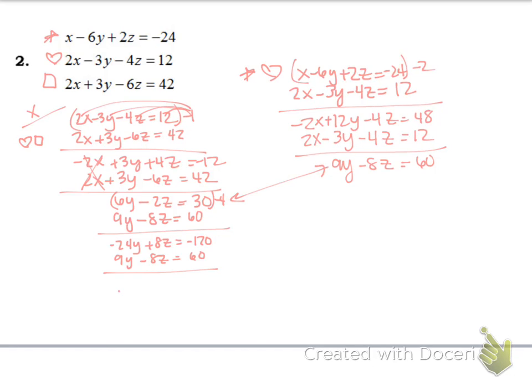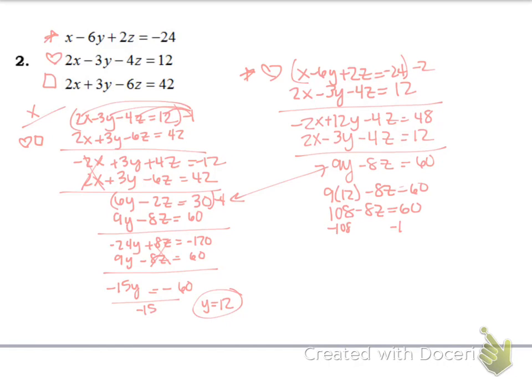So I'm going to get a negative 15y. The z's cancel. Negative 60. Divide by negative 15. So my y is going to represent 12. I plug it into one of my two variables. Doesn't matter which one. I could plug it into this one here. So 9 times 12 minus 8z equals 60. So 9 times 12 gets me 108.